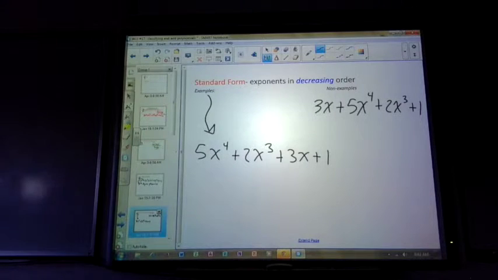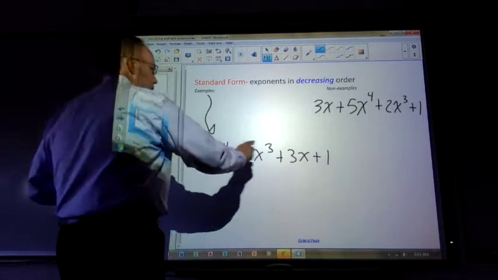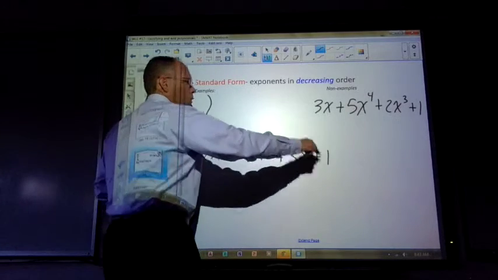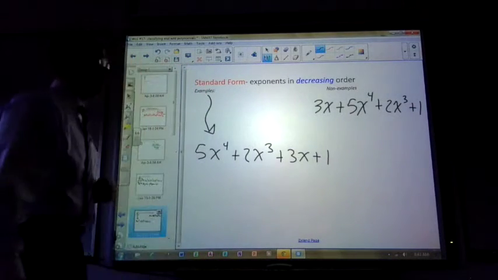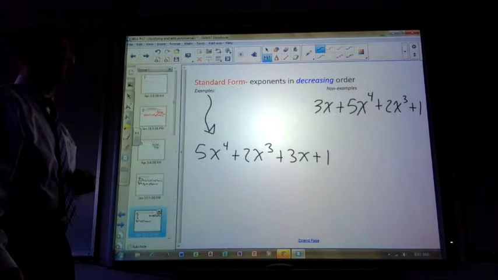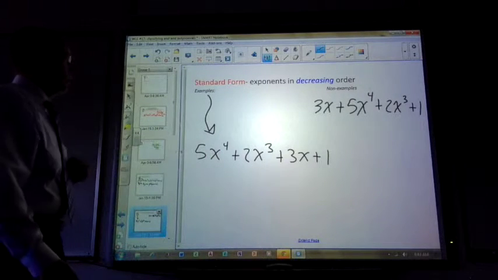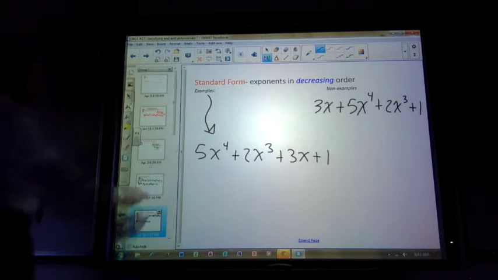Name for me this polynomial. What degree polynomial is this? It's a fourth degree polynomial. So write it in descending order, 4, 3, 2, or 4, 3, 1, none. Okay, and then your highest exponent is what you name it.